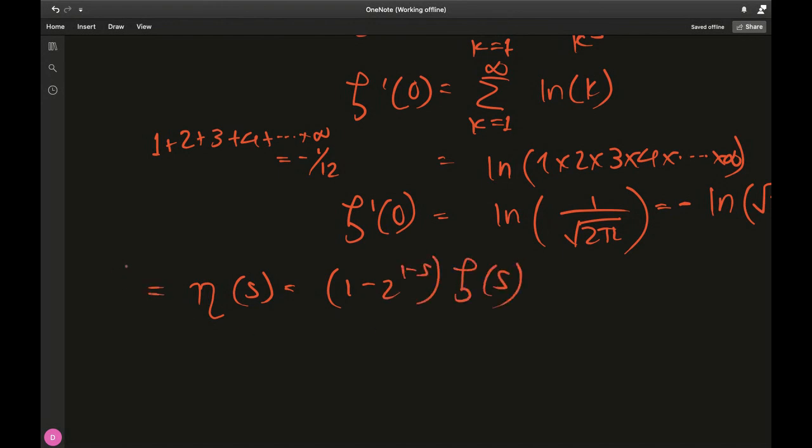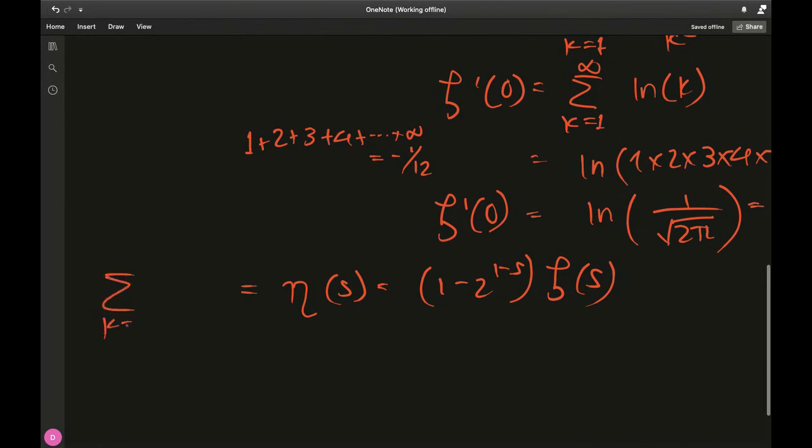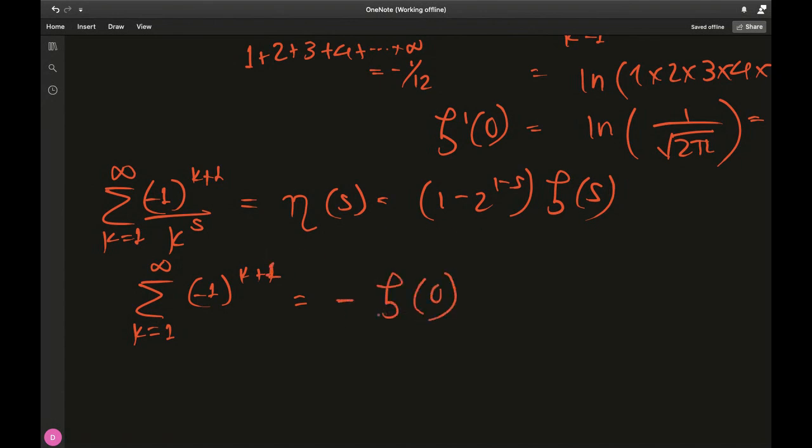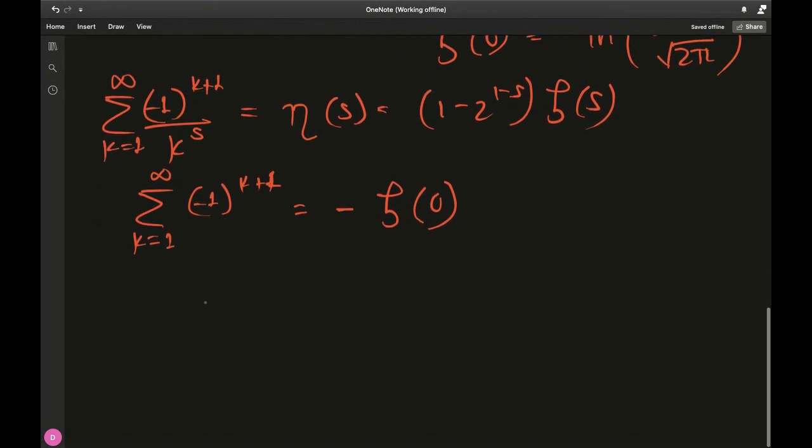And the Dirichlet Eta, actually, we can write it in terms of the infinite sum representation. So if you plug in 0 in place of s, you have k to the 0, which is just 1. So we have the sum from k equals 1 to infinity of (-1)^(k+1). Simply, that is equal to 1 minus 2 is negative Riemann zeta of 0.